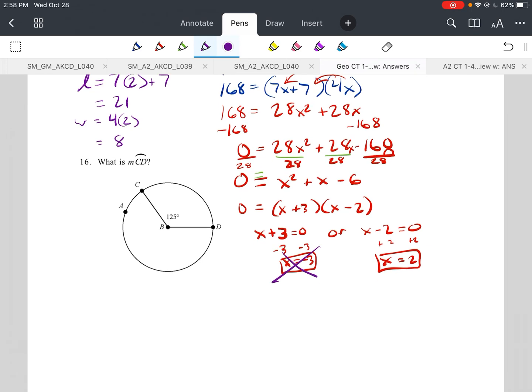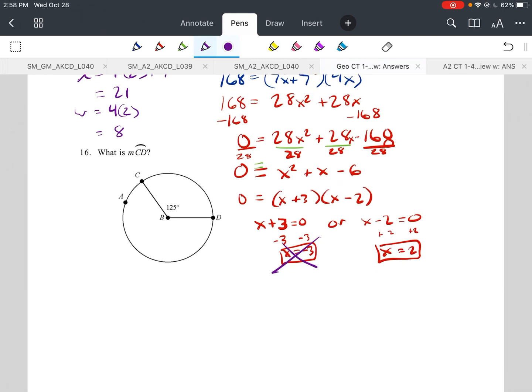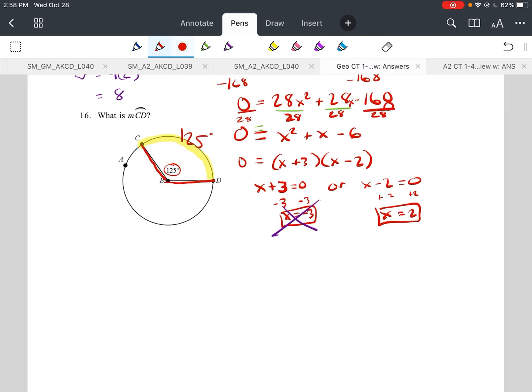Okay, what is the measure of CD? Now it's not asking for the length of CD, it's asking for the measure of CD. That's a degrees thing. So if you remember, the central angle is the same as the arc, so this is 125. Done. Okay, the angle's in the center, that arc is the same, 125.